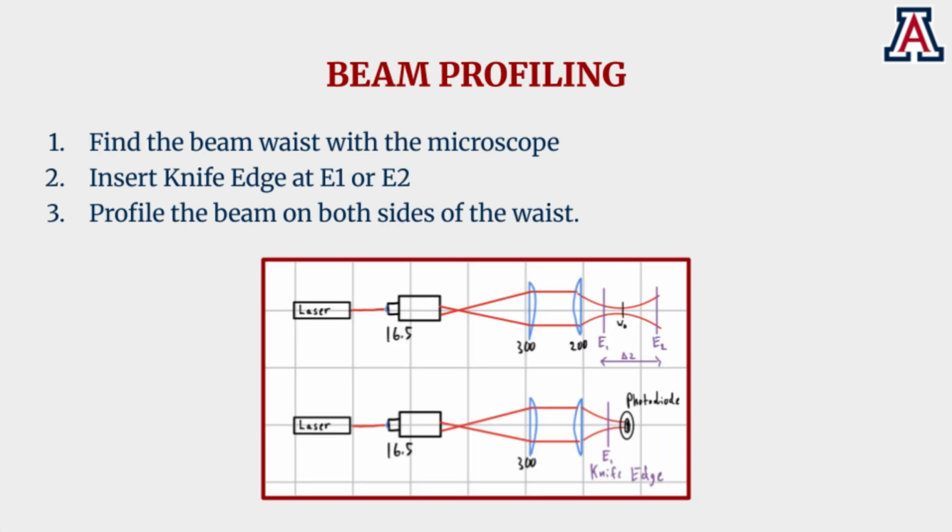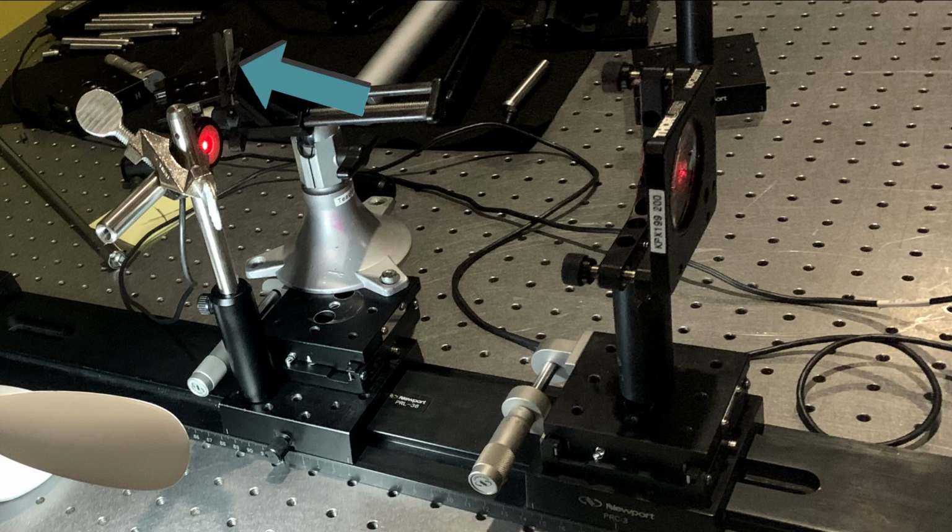Finally, the beam can be profiled using the same procedure as in Lab 2, with the E1 position in front of the beam waist and E2 behind the beam waist. At each position, a knife edge is inserted and its position recorded using the optical rail. We chose an E1 of 43 mm in front of the beam waist and an E2 of 40 mm behind the beam waist.